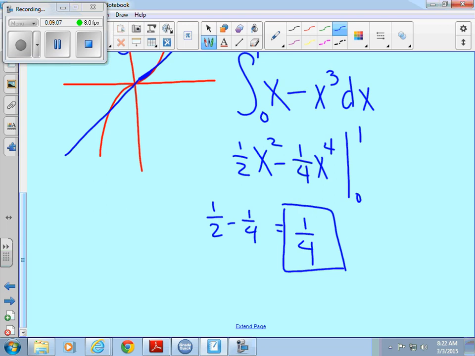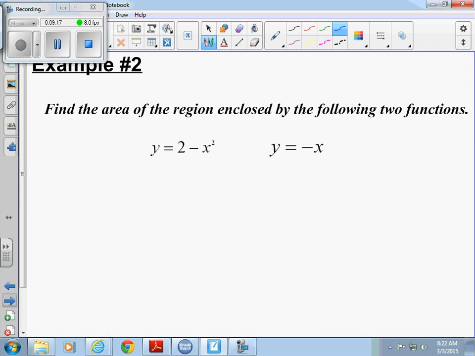Does it make sense for that to be a fairly small number? Yeah, it's a little area. Any questions about this one? Okay, try this one. Try this one without a calculator. This would be another good non-calculator problem.